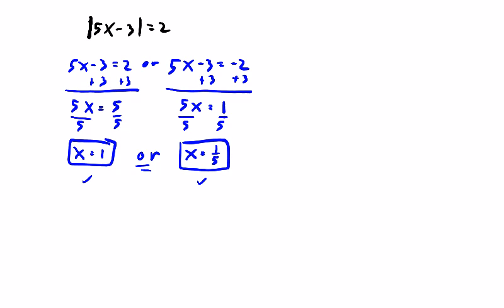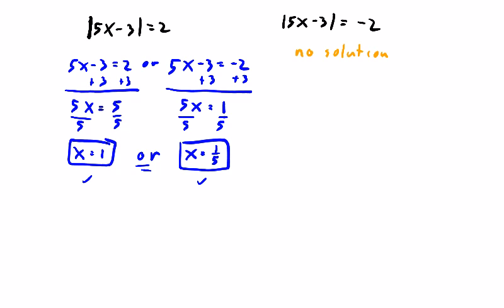Let's consider a variation on that problem that we just did. Let's consider the absolute value of 5x minus 3 equals negative 2. So go ahead and get your solution. This one has no solution.